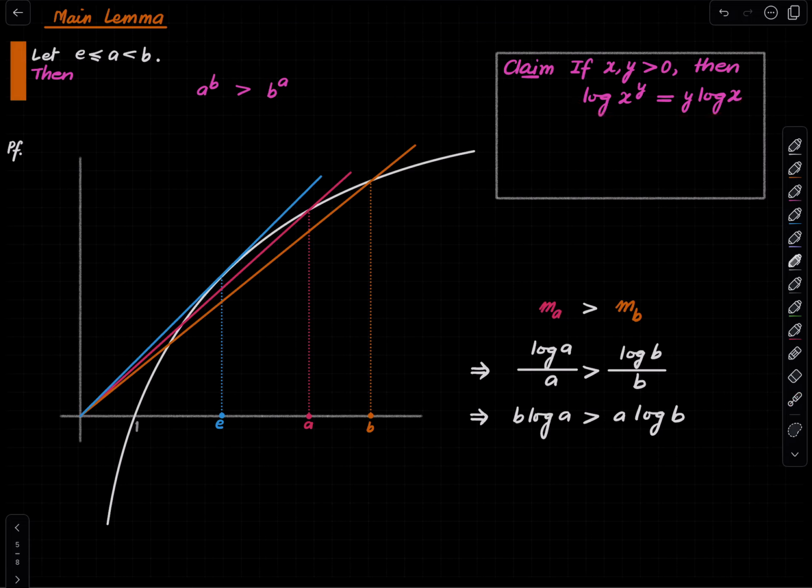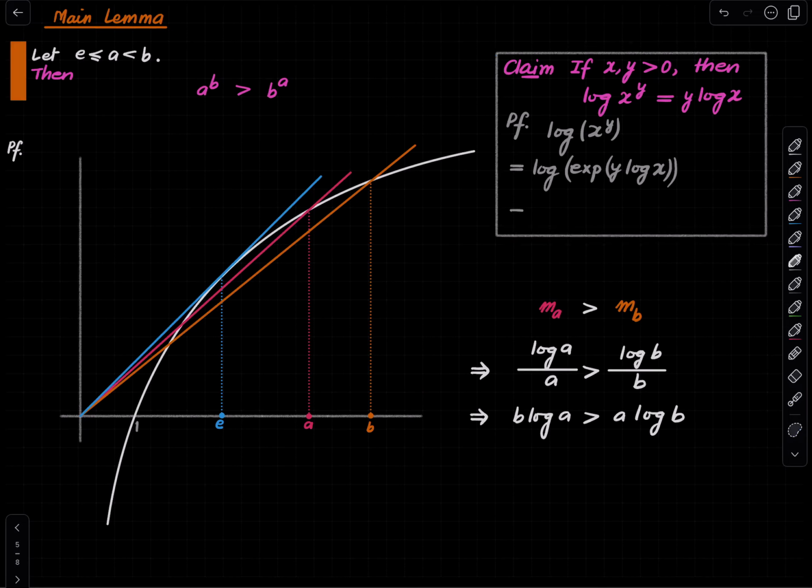The reasoning is very simple, because by what we recalled in the beginning, x to the power y is nothing but exp of y log x. Now log and exp are inverses of each other, so all that survives is y log x.